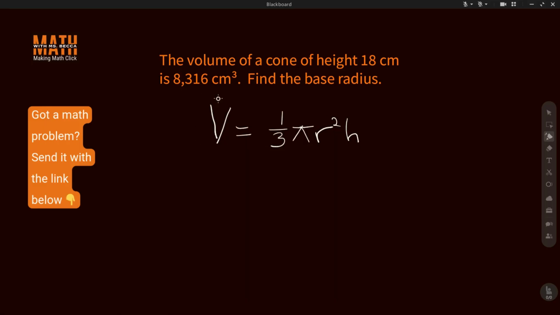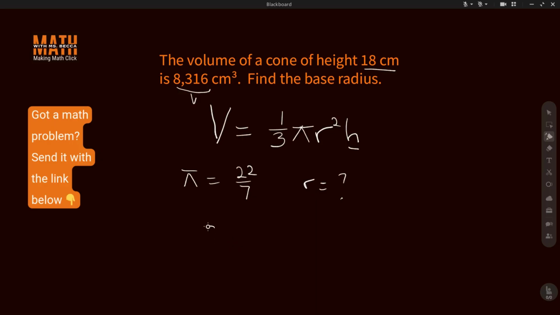Now, from the question, we have the volume to be 8,316, and since we are not given pi, we can use pi to be 22/7, and the height is 18 centimeters. Now we are to find the radius. The question says we should find the radius. Now let's input all these values into this formula.